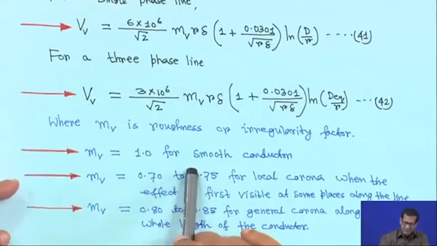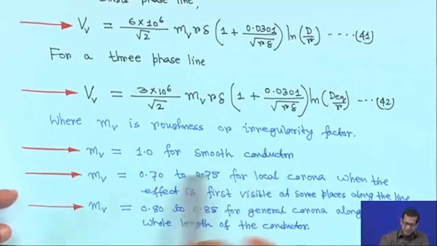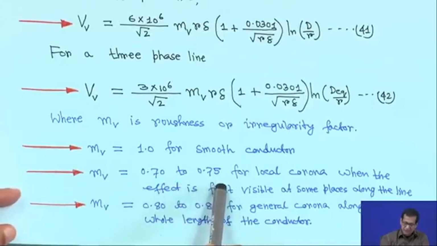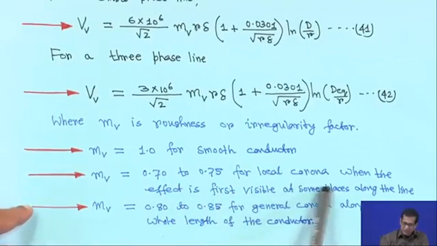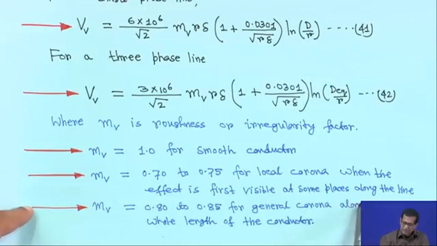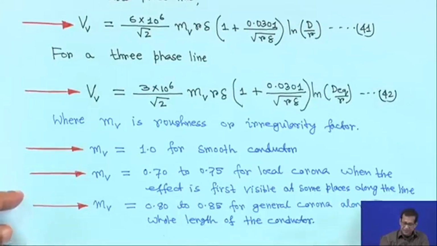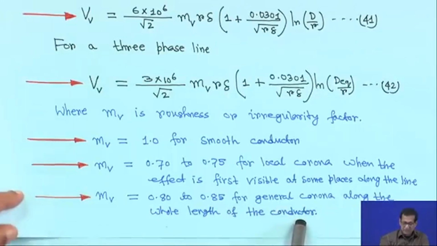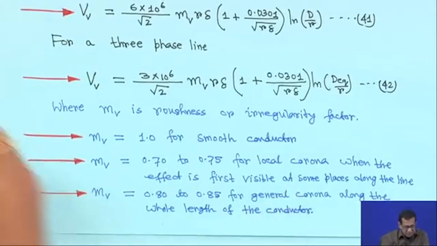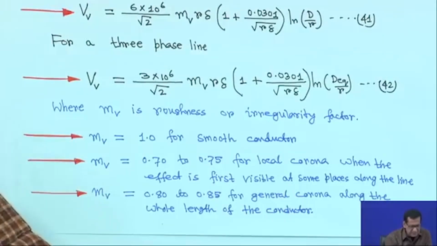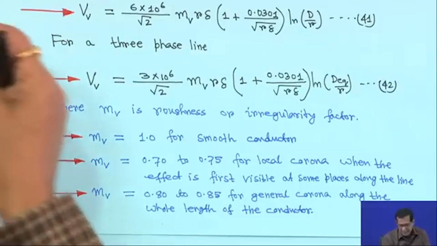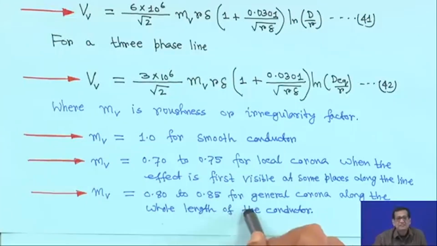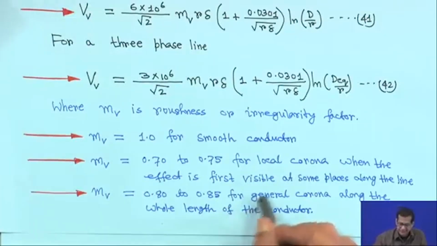For this case mv is equal to 1 for a smooth conductor, mv is equal to 0.7 to 0.75 for local corona when the effect is first visible at some places along the line, and mv is equal to 0.8 to 0.85 for general corona along the whole length of the conductor. So, along the whole length of the conductor it may be visible, but wherever I have seen it, it is localized, here and there.